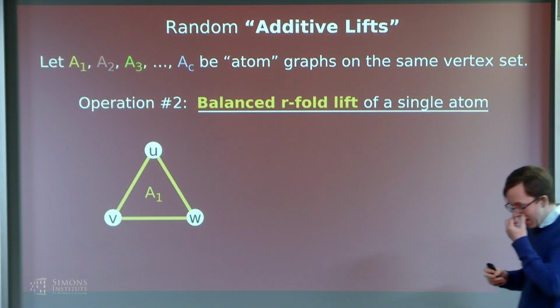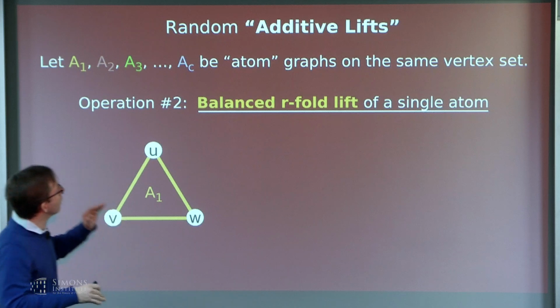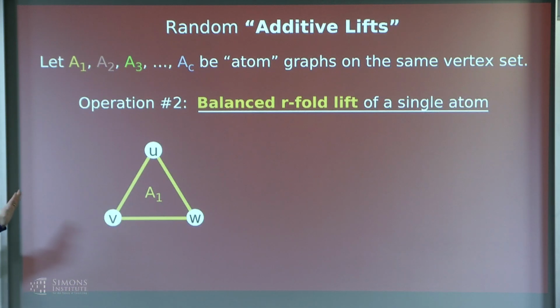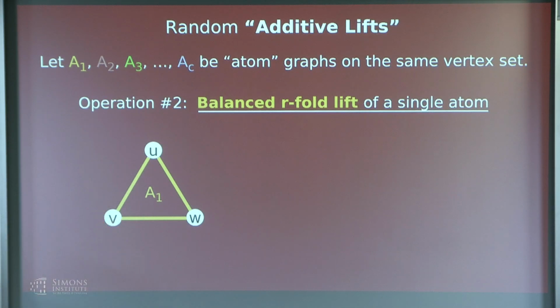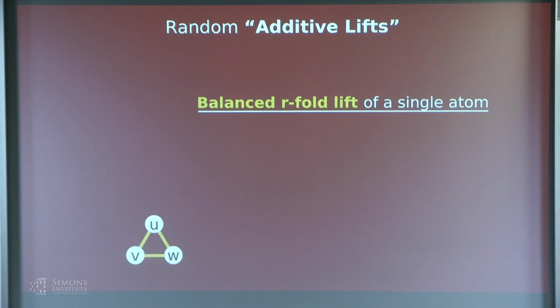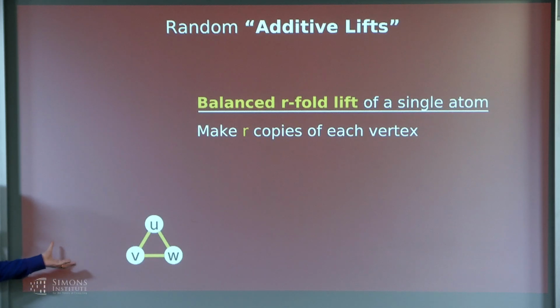Okay, the next operation I need to tell you about, and by the way, the additive lifts are going to be a combination of summing and this operation. The second operation is called making a balanced lift of a single atom. Okay, so it's going to resemble a normal lift, but it's going to be a special case of this. But in the end, we'll come to a generalization. So let me tell you what a balanced lift of a single atom like this triangle graph means. So in a balanced R-fold lift, it's going to resemble the normal lifts, which perhaps you've seen before of a graph. So step 1 is you make R copies of the vertex set.